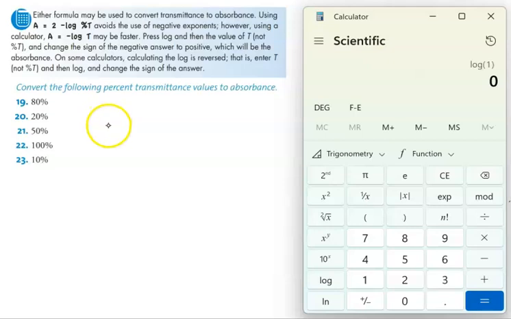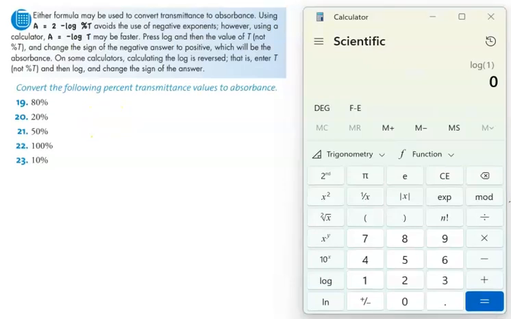So for 22, A or absorbance equals 0. If you think about it, we started out with 100% transmittance, so all the light is going through the sample. Is anything being absorbed? No, it's not. So it makes sense that we have 0 for the absorbance in this case.